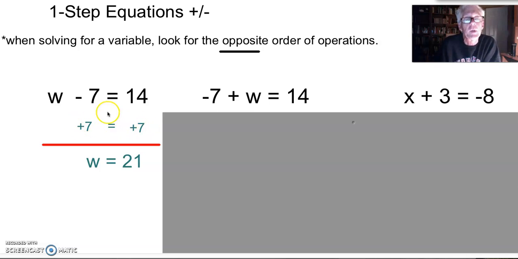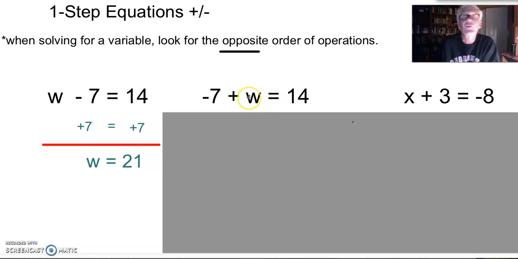It doesn't change anything. When we do that, the W hasn't been touched. It comes back down here after we add. Minus 7 plus 7 is 0. It's gone. Perfect. That's what we want. And 14 plus 7 is 21. So, of course, W equals 21.